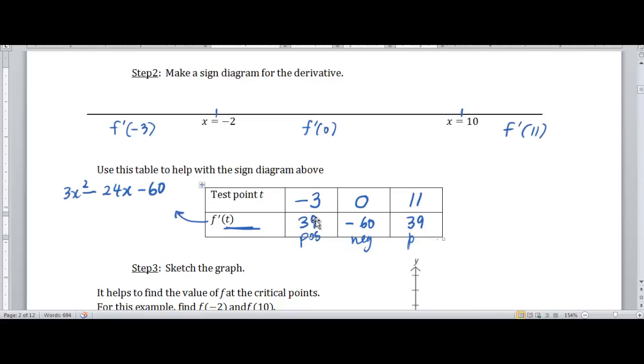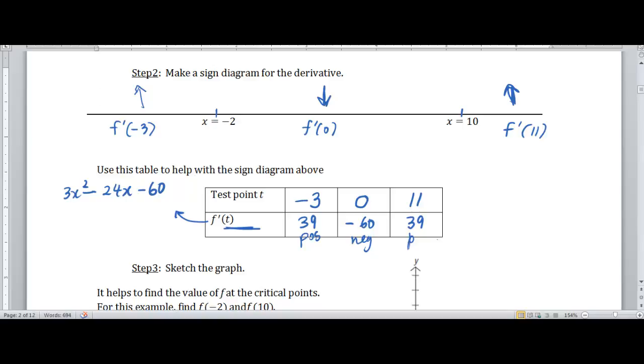Alright, so positive, which means the graph is increasing. At 0, the graph is negative, so it's decreasing. And here the graph is also increasing. Okay. So now I can sketch the graph using this information.